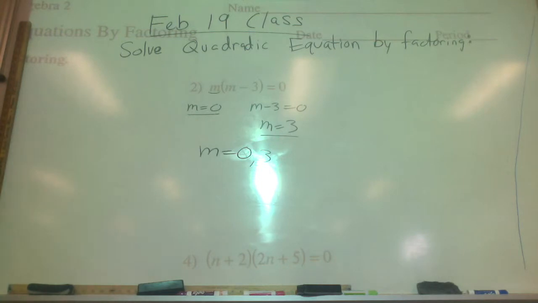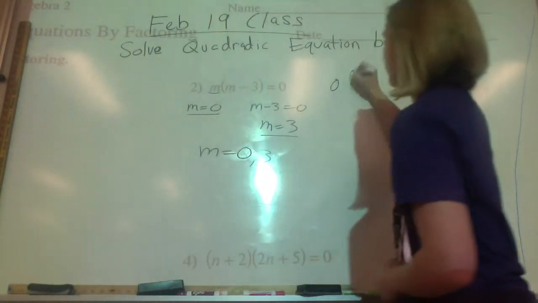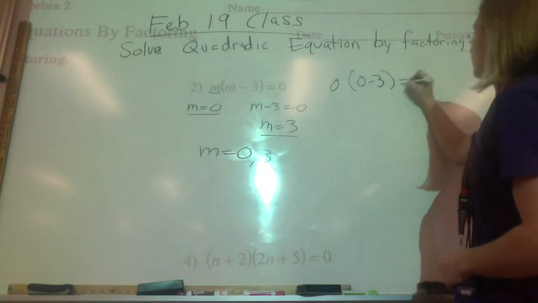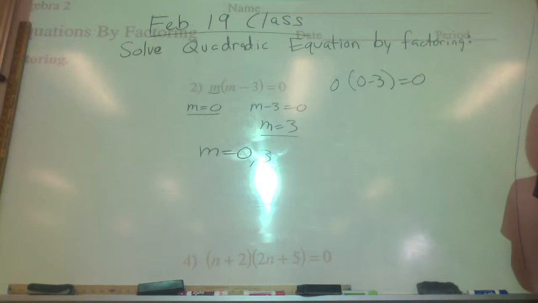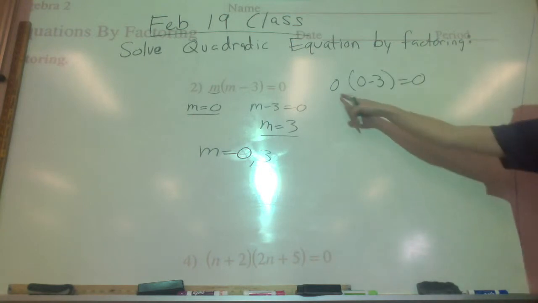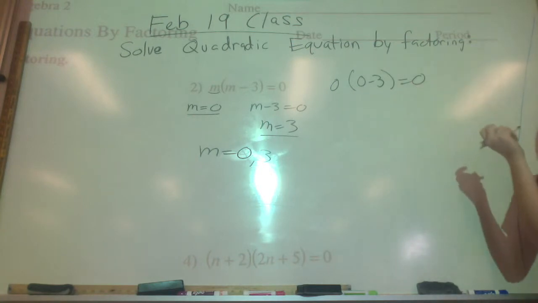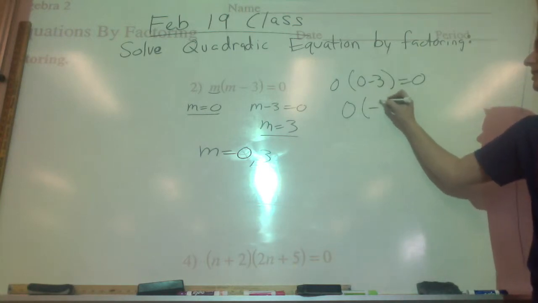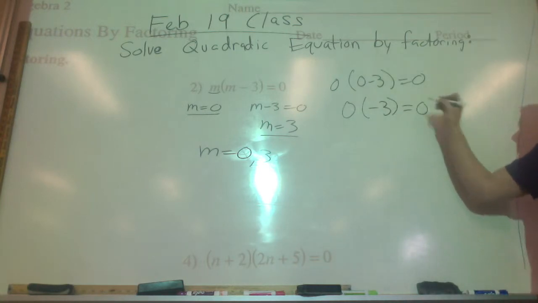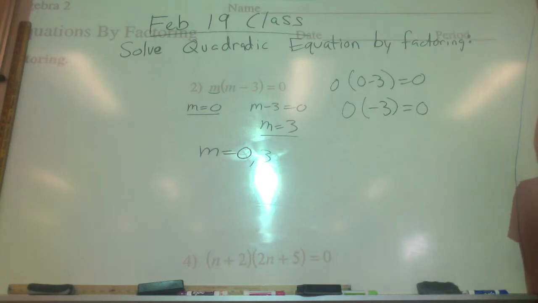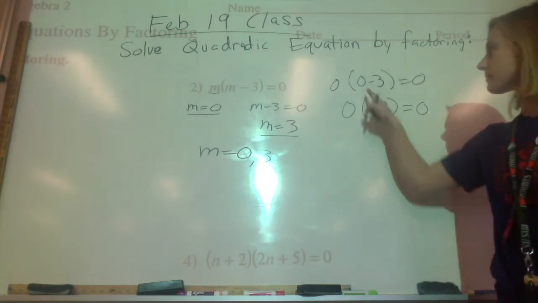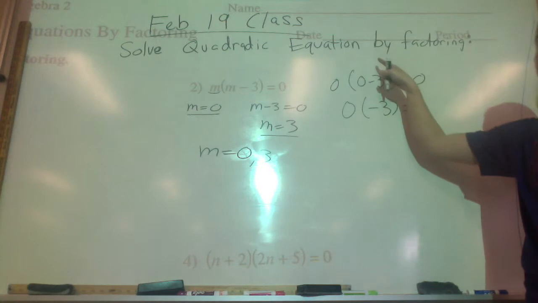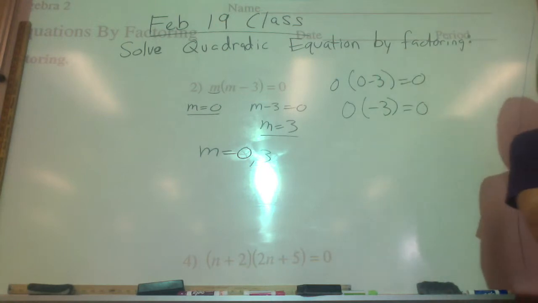Yeah? So I plugged 0 in, and then I'll distribute it. You don't have to. Right? 0 times 0. Because 0 times anything gives us 0. And then 0 times minus 3 still is 0. And then if you plug in the 3, it's 3 minus 3, which gives you 0, which still gives us 0.